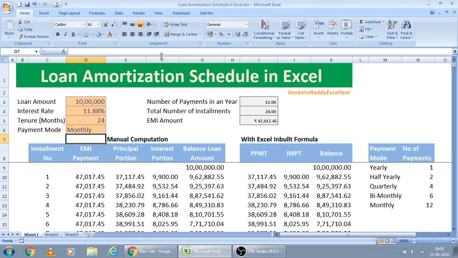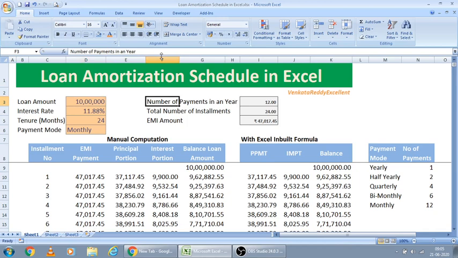In this video, I am going to explain how to create a loan amortization schedule in Excel. For any loan, the key inputs are loan amount, interest rate, tenure, and how we are paying the EMIs, whether monthly, bi-monthly, quarterly, half-yearly or yearly. Here, in these four cells we should give the inputs. Based on that, I have built the full loan amortization schedule throughout the tenure.